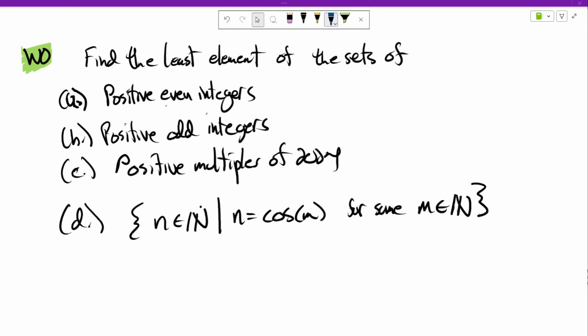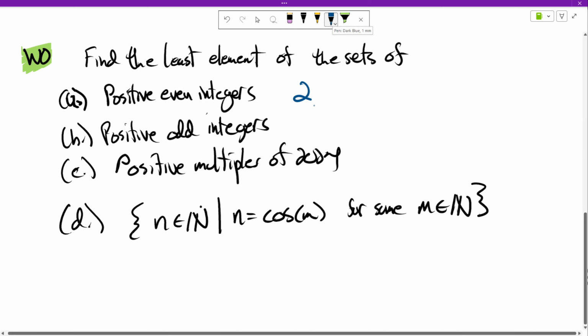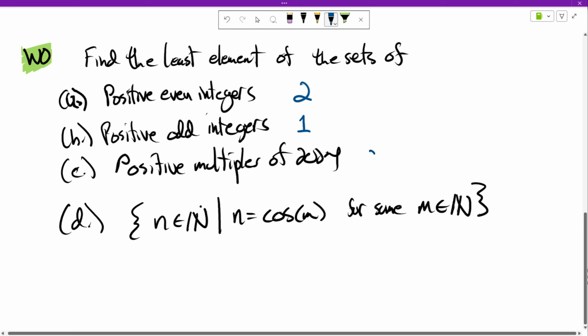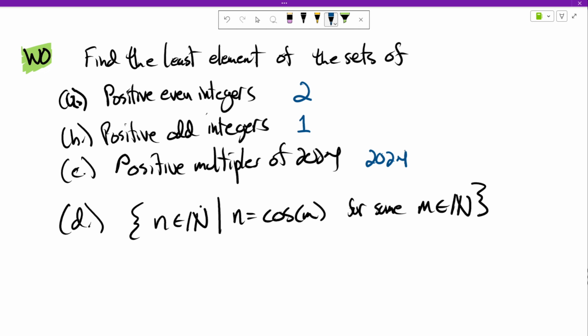For positive even integers, well, that should be a 2. For positive odd integers, that should be a 1. And in C, we have positive multiples of 2024. Well, that should be 2024, the first multiple of 2024. And there should be nothing less than that, which is a positive integer in our set. So a natural number in our set. Okay, and so that was somewhat straightforward.